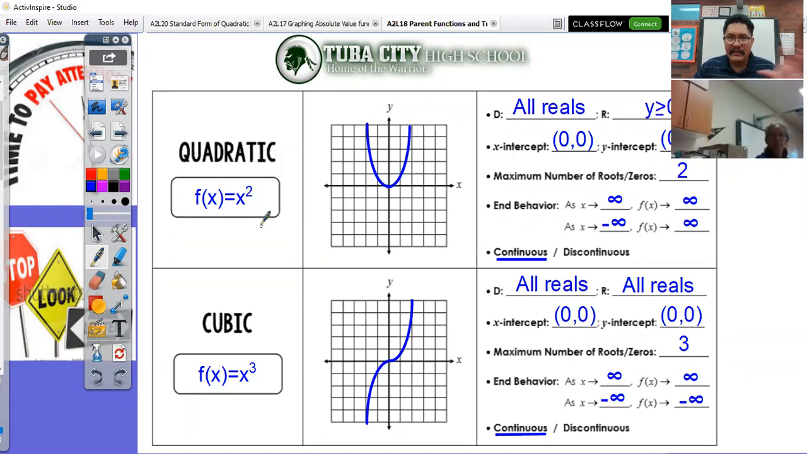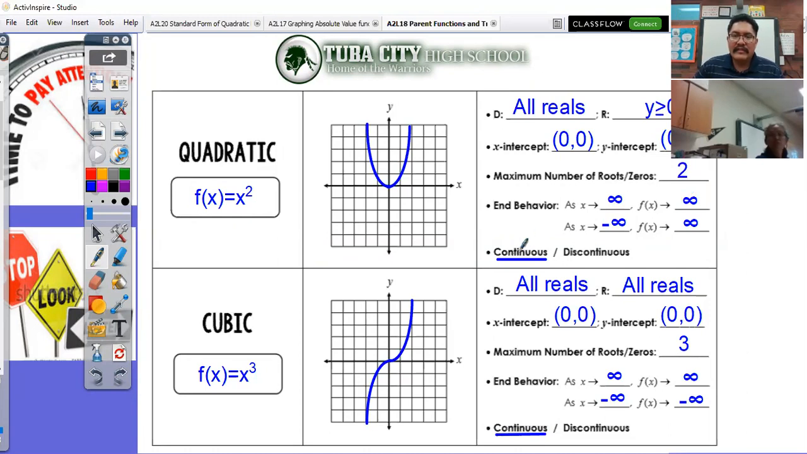But this is the parent function. It's just, again, the most basic function that you can get. And let's see, maximum number of roots or zeros is 2. Now, if you can imagine, take that parabola and lower it a bit, it can cross your line twice. And again, it goes up in both directions. So as you go to make your number larger, it's going to make the y larger, so it's going up. And the same is true if you're going back the other way. If you're going backwards, as you go towards negative infinity for x, it still goes up.